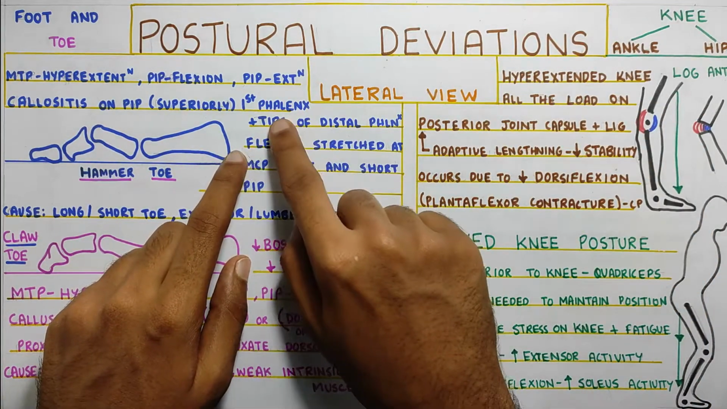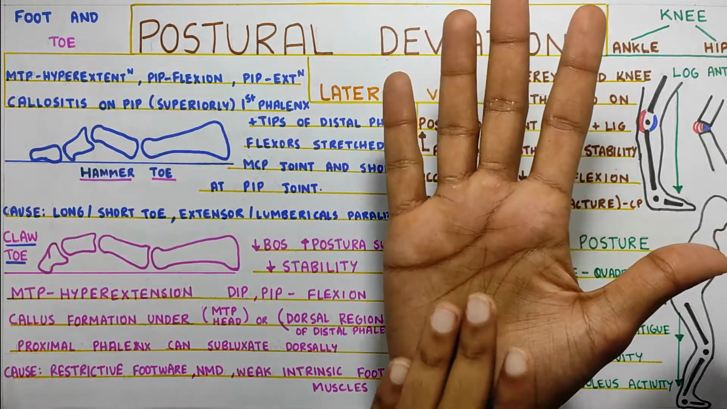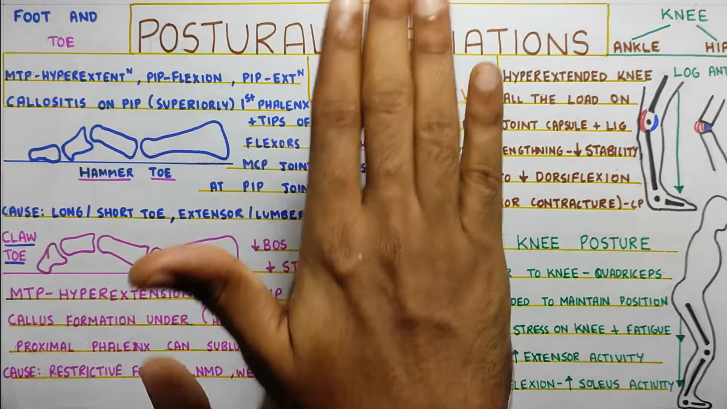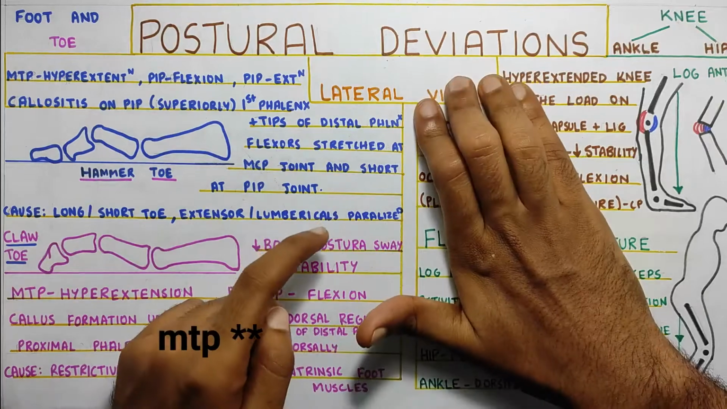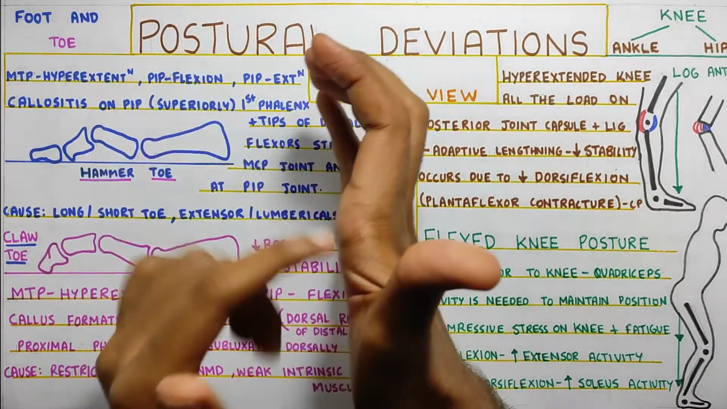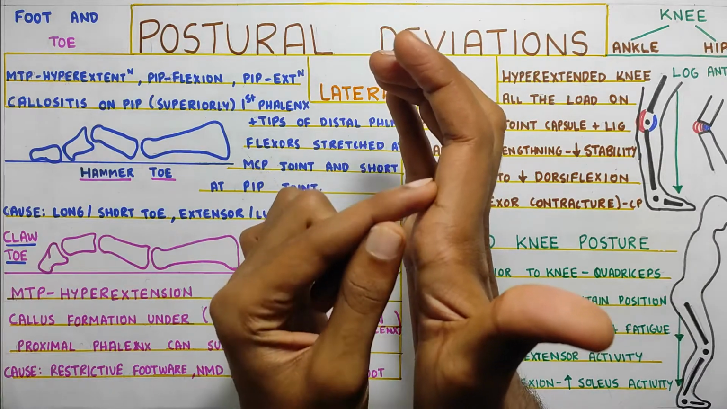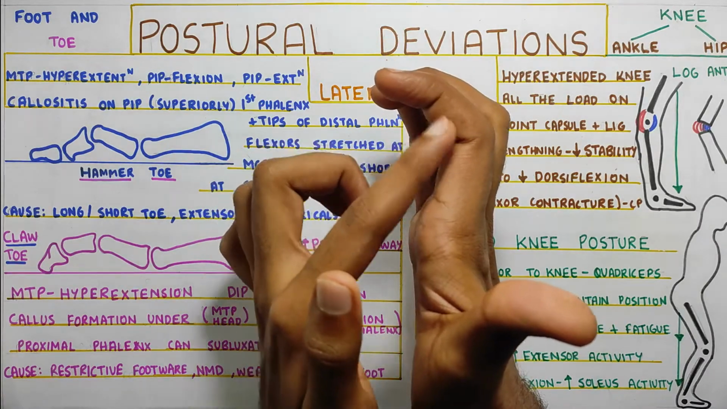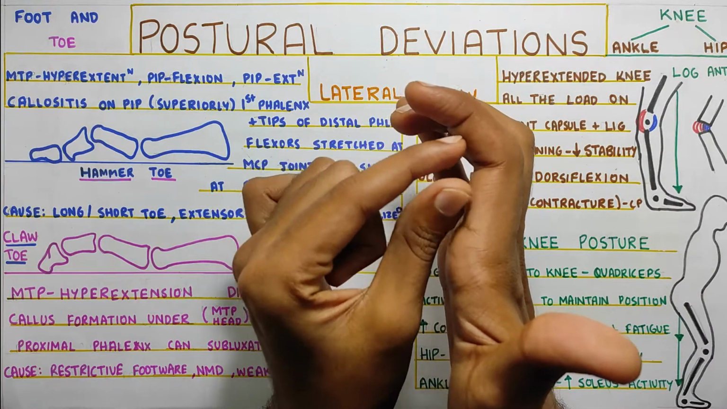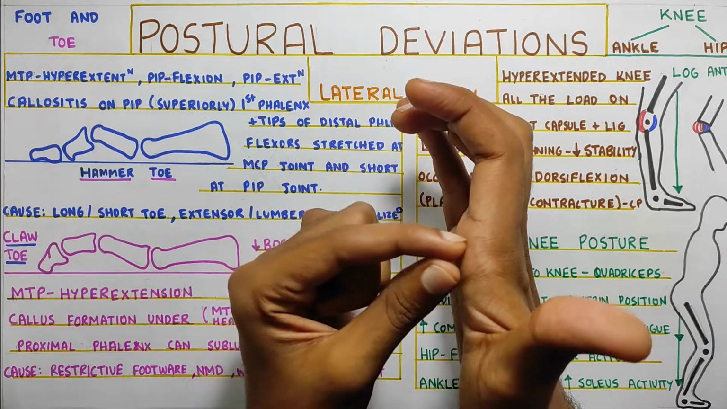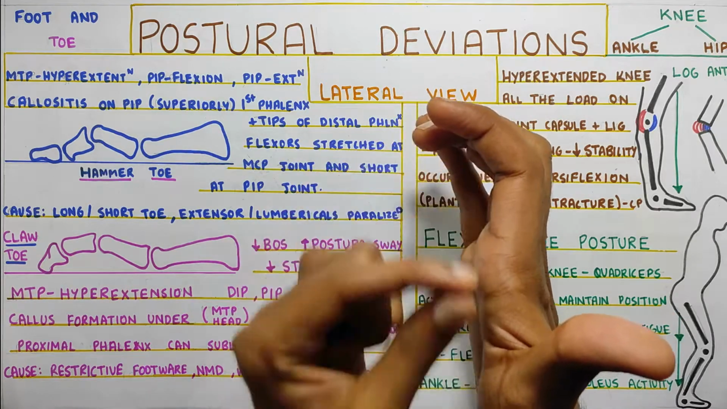And the flexor tendons, which always pass from below the foot, will be stretched at the MCP joint because there is excessive extension happening. If the tendon is going from here, it will be stretched at this joint, whereas here flexion is happening, so it will be compressed or contracted in this region. So it is stretched at the MTP joint and shortened at the PIP joint.